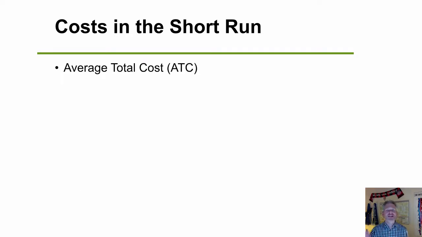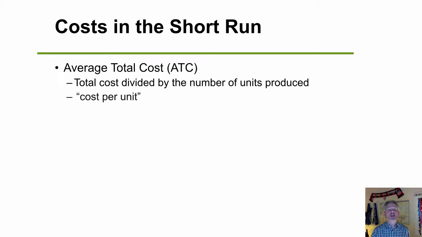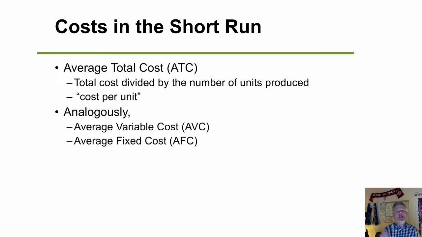So what is then average total cost? All right, the average total cost. So remember, total cost was just fixed cost plus variable cost. So the average total cost is just your total cost divided by the number of units that you produce. So divided by Q. All right, so it's fixed cost plus variable cost divided by Q, all right? Or just total cost, TC, divided by Q, all right? Analogously, average variable cost is just your variable cost divided by Q, and average fixed cost is just your fixed cost divided by Q, all right?